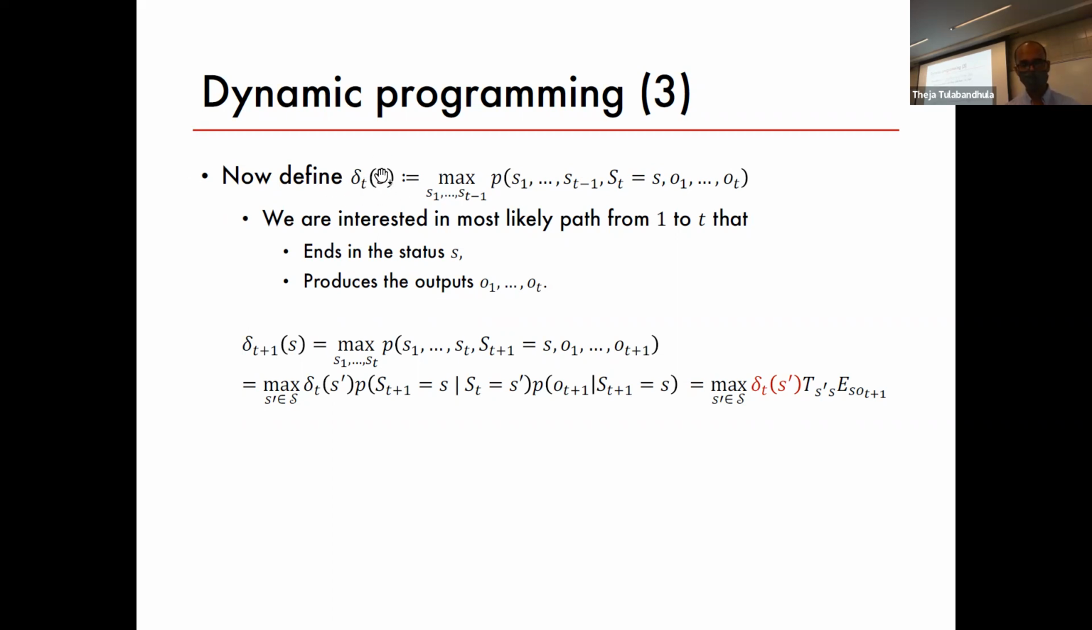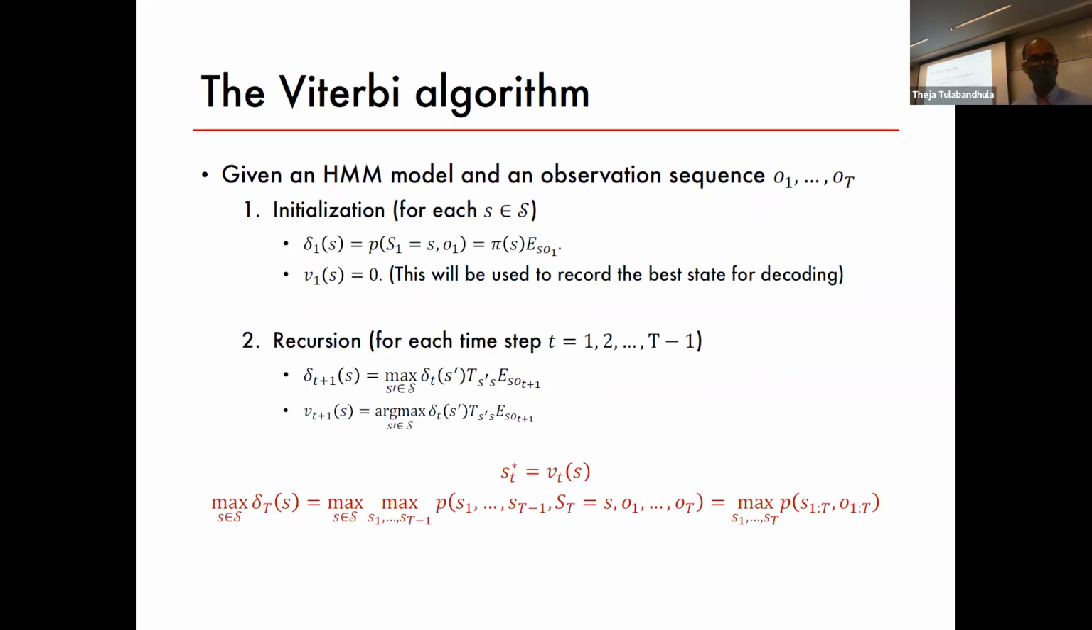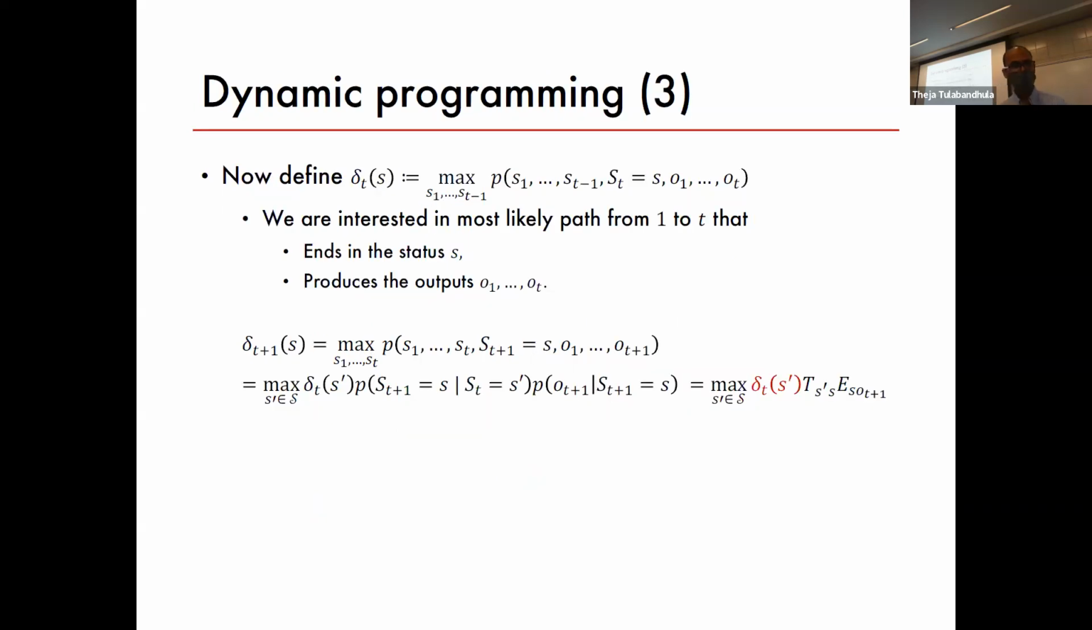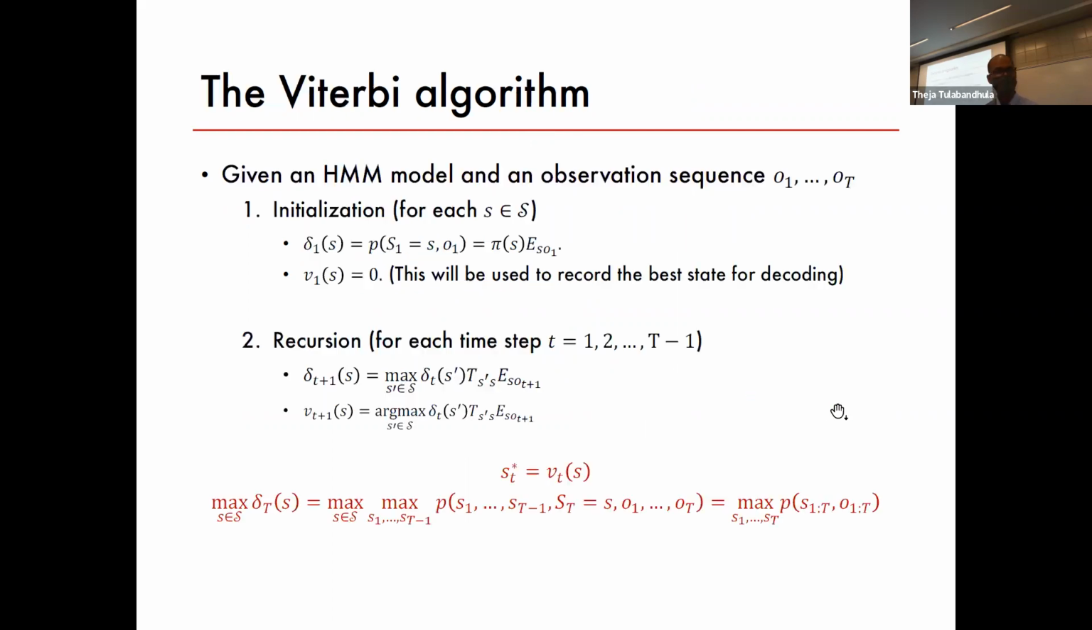This term also has a recursive equation, which is written here. It's delta_t of s prime times the transition probability from s prime to s times the emission of o_{t+1} given s, some expression like that. So delta_t has a recursive equation. That's the punchline of this slide. It's not important what the manipulation was, but we got a recursive equation for delta_t.